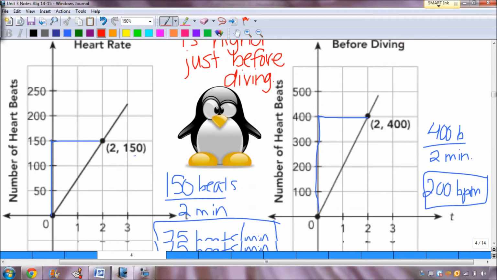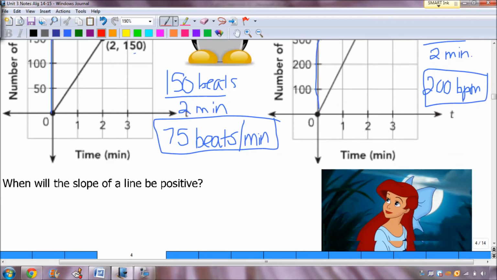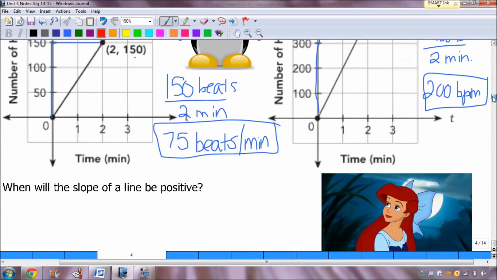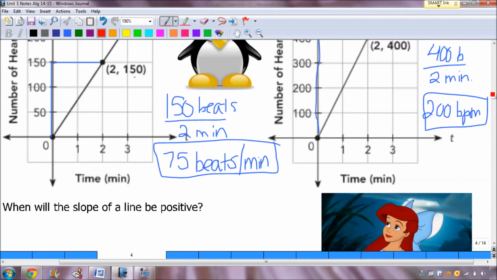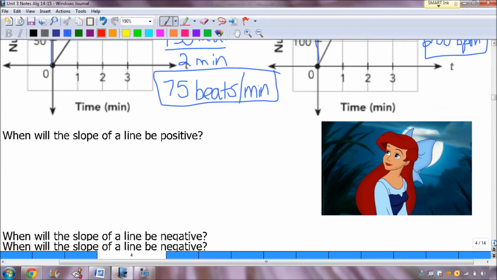Okay, so now let's go on to the next thing. When will the slope of a line be positive? Well, the slope of a line will be positive when the line is going up, right? So it would look like this. Sorry, let me just do that. So it would look like this. This is a positive slope.